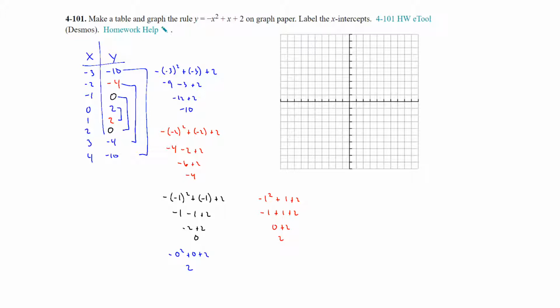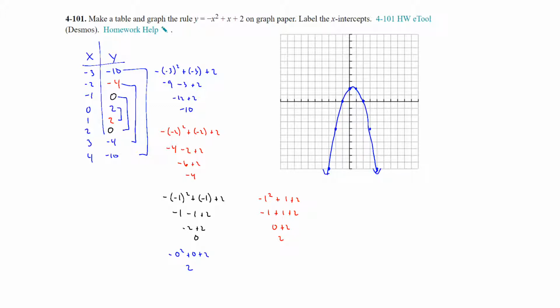So negative 3, negative 10, negative 2, negative 4, negative 1, 0, 0, 2, 1, 2, 2, 0, 3, negative 4, and 4, negative 10. Now, it is a parabola. It doesn't go straight across right here, so it looks like it'll go a little bit above those 2 points, even though we don't know what it is right now. It's not going to go straight across, though.